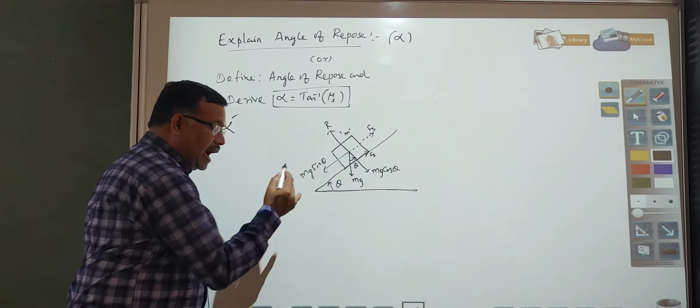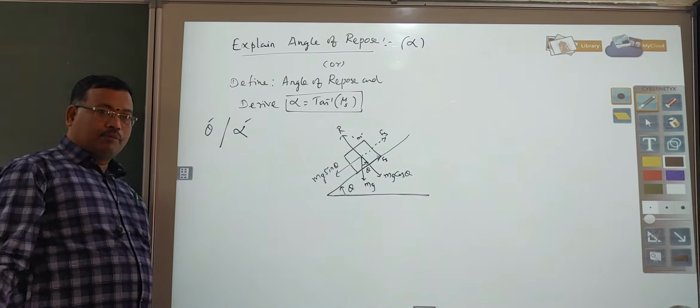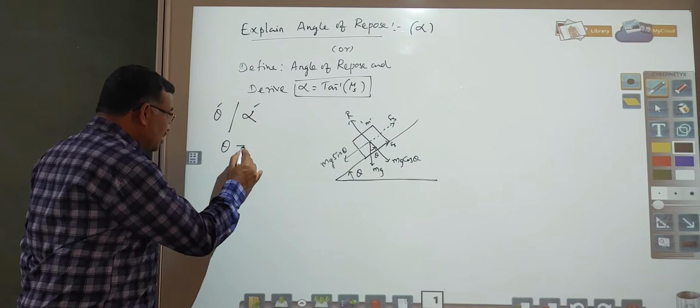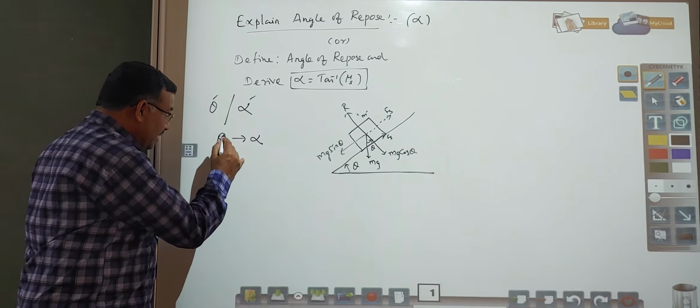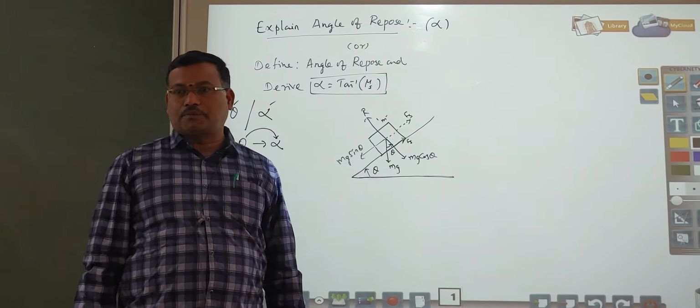Theta is called angle of inclination. Alpha is called angle of repose. When theta turns into alpha, the angle of inclination itself is called angle of repose. When? That I will explain to you.